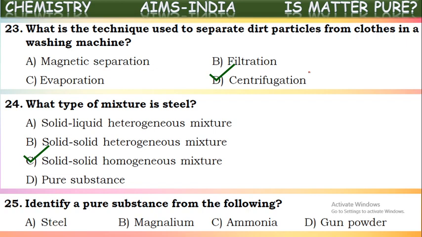And what about ammonia? Ammonia is a chemical compound with molecular formula NH3. It has a fixed composition. So ammonia is a pure substance and it is a compound. What about gunpowder? Gunpowder is a mixture of sulfur, charcoal, and other components. These all are mixed up in the formation of gunpowder. So it is a mixture, not a pure substance. Only ammonia is a pure substance among these. So these are the single correct answer questions from this chapter.